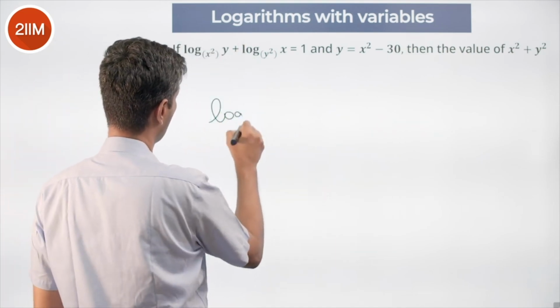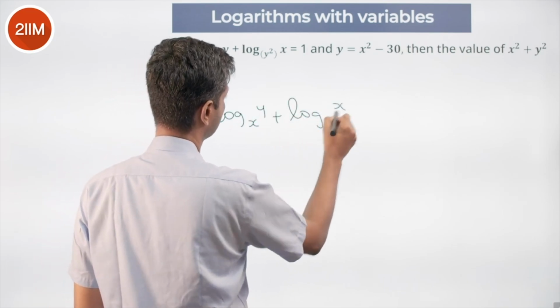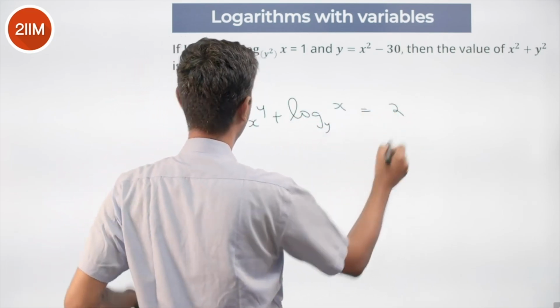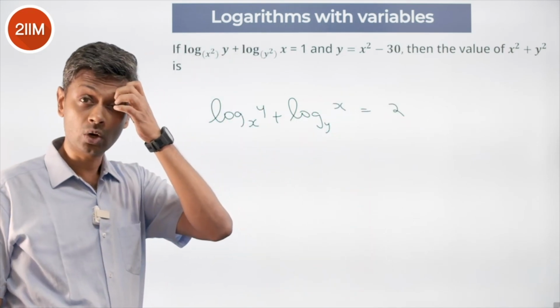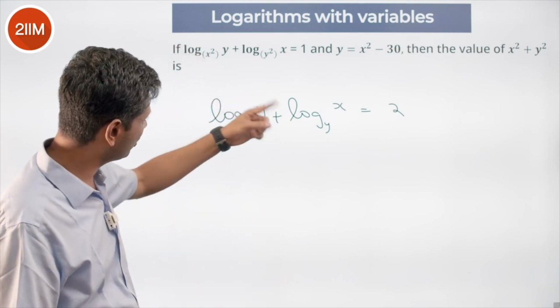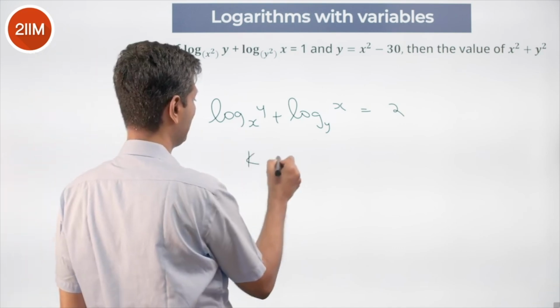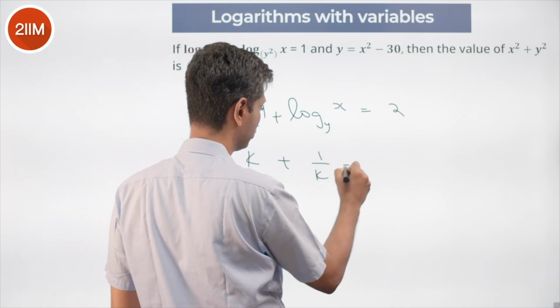This tells us that log y to the base x plus log x to the base y is equal to 2. Half of this plus half of this is equal to 1, or log x to the base y plus log y to the base x is 2. Log x to the base y and log y to the base x are reciprocals of each other. We have k plus 1 by k is equal to 2.